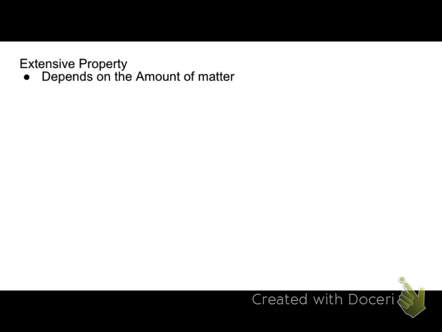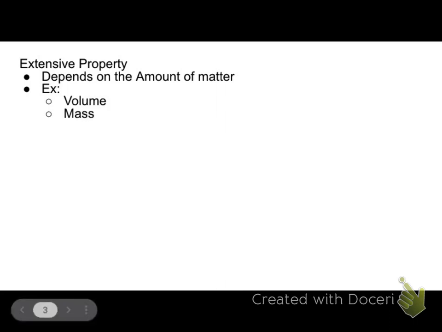So as we're talking about substances, the way we identify what a substance is is by its properties. There are going to be two types of properties that we're going to discuss today. The first one is an extensive property. An extensive property depends on the amount of matter. For example, volume. If I have a larger amount of a substance, if I have more matter, then the volume is generally speaking going to be larger.